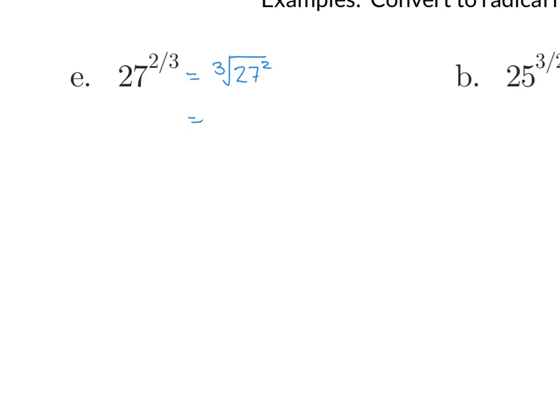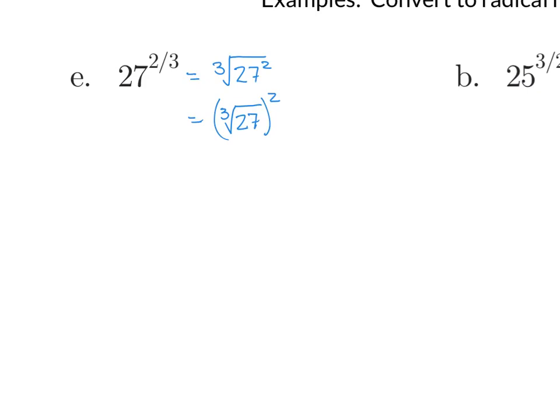I want to evaluate this, and so I'm going to do this instead. Instead of squaring 27, I'm going to put the square on the outside. I want to evaluate the cube root first. And so one thing to note is that that inside exponent can either be inside or it can be outside. It doesn't matter what order you do this in.